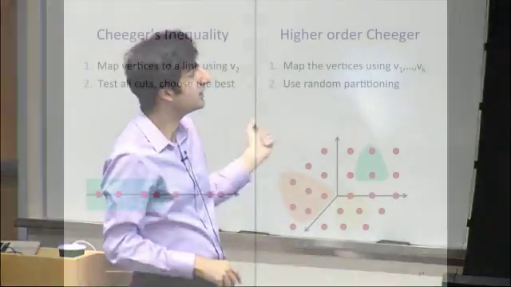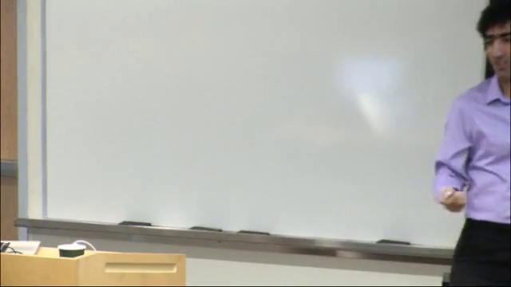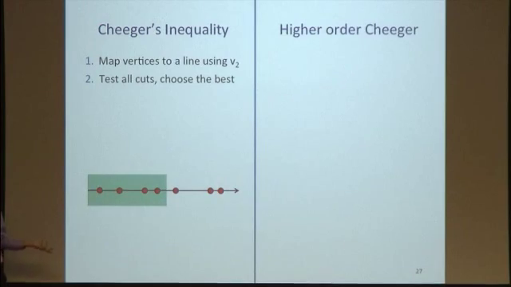Okay. So before finishing this part of the talk, let me compare what we did with Cheeger's inequality. In Cheeger's inequality, as I said, we just use the second eigenvector. We basically map the vertices to a line based on the values in the second eigenvector. Now, because this is just a one-dimensional embedding, you can test all cuts, and choose the best of them.